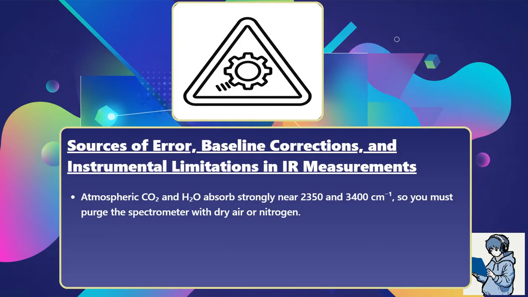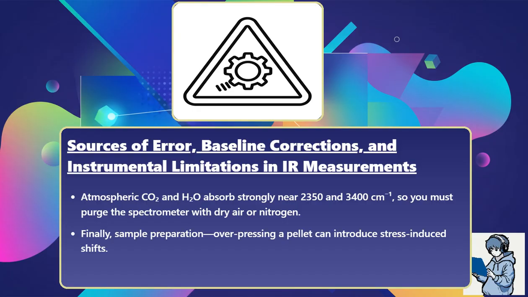Atmospheric carbon dioxide and water absorb strongly near 2,350 and 3,400 inverse centimeters, so you must purge the spectrometer with dry air or nitrogen. Finally, sample preparation. Overpressing a pellet can introduce stress-induced shifts. Awareness of these sources helps you produce clean, reliable spectra.